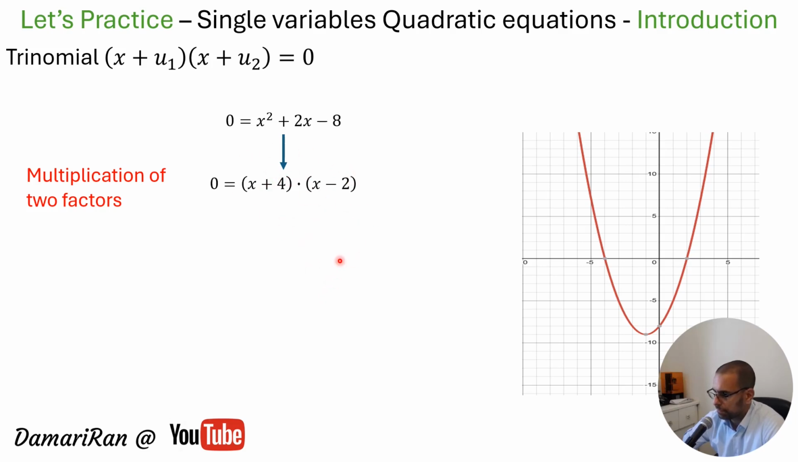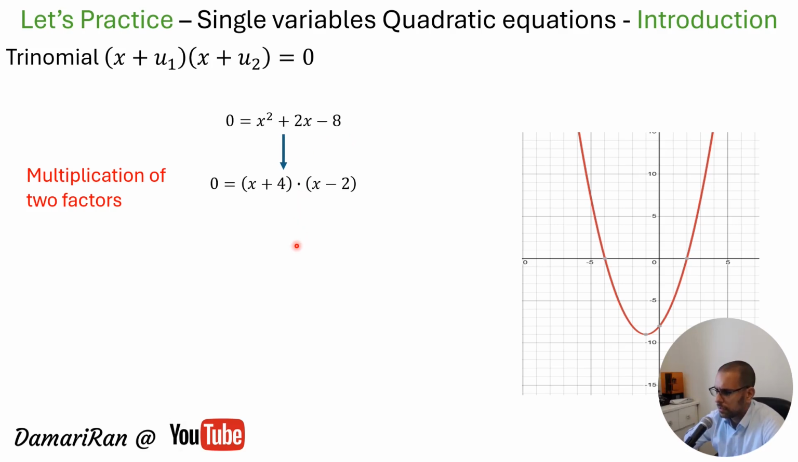So let's guess. X times x is x squared. Great. X times -2 is -2x, and 4 times x is 4x. 4x minus 2x is 2x. So great, we have the factor here, and 4 times -2 is -8. Okay, so we can reverse it to see that we did the correct factoring.